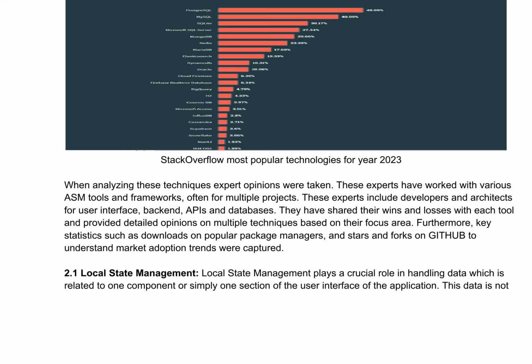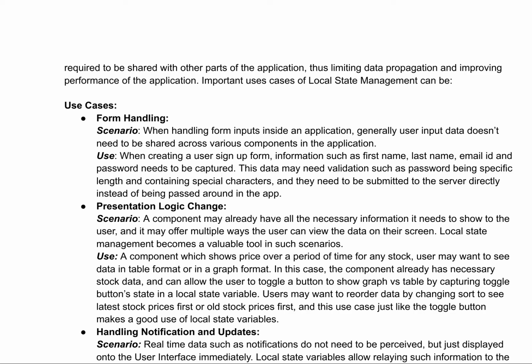Local state management is crucial in use cases such as form handling, presentation logic changes, and handling notifications and updates. For example, when creating a user sign-up form, local state management can capture user input data and validate it without passing it around the app. In another scenario, a component may offer multiple ways to view data, and local state management can be used to capture the toggle button state in a local state variable.